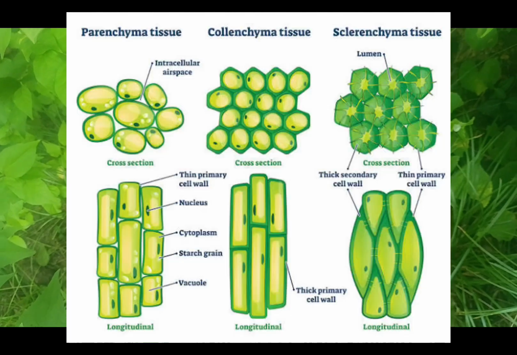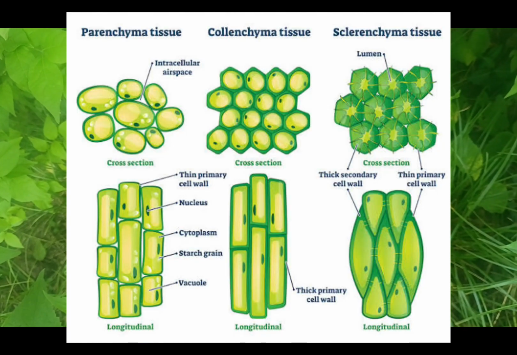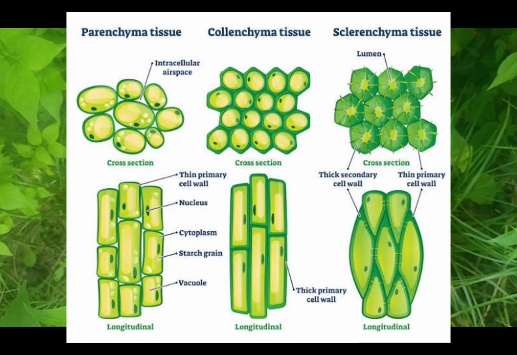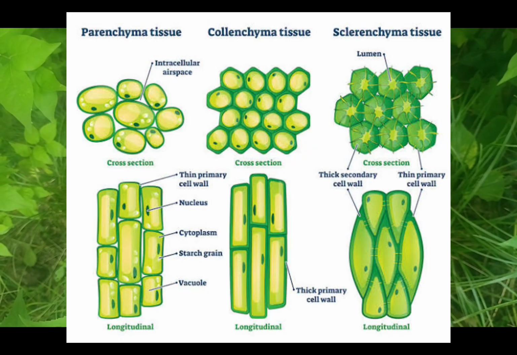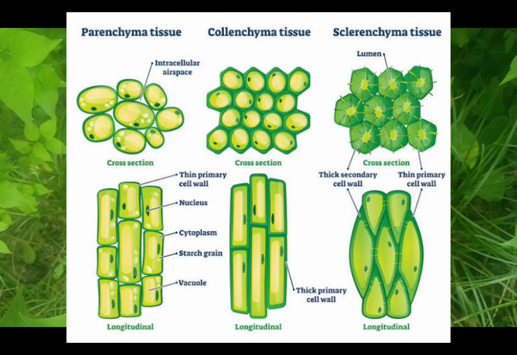And finally, we have ground tissue, and this allows metabolism and support. We have the parenchyma, which allows photosynthesis and storage of starch, and it has thinner cell walls. It's one of the most abundant cell types.